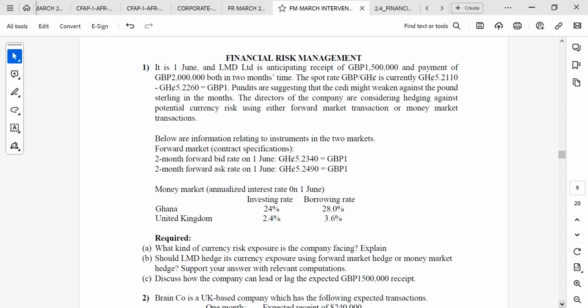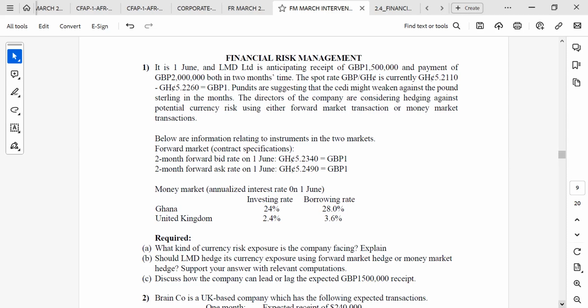If the receipt will be in 2 months' time and your payment will be in 4 months' time, we can't match. So we do the two of them separately because you'll be receiving before you'll be paying. But this one, they are all within 2 months, so we can do the netting. In all, the company will be making a net payment of 500,000 pounds. That is what they will be hedging, and that is what they will be managing.